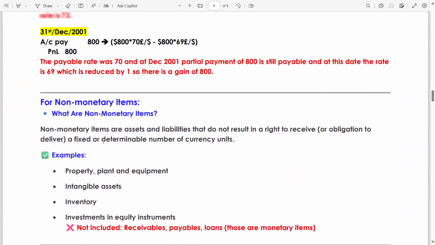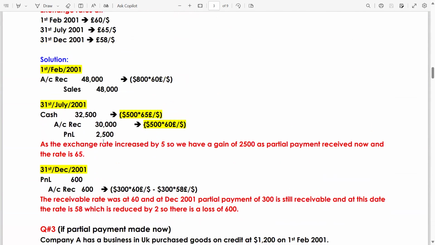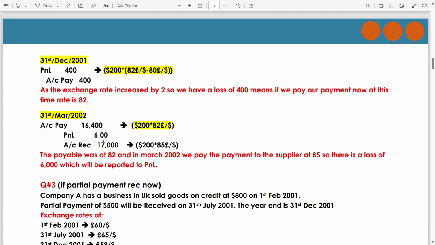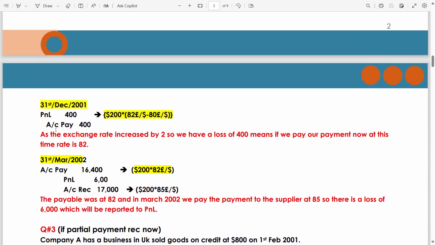Okay, there is a question, let me tell you which one. Just a minute. Okay, yeah, this one. This is just a misprint. I will correct this file which you will get in the drive link. So it's accounts payable debit 16,400, P&L debit 600, and cash credit by 17,000. This is not accounts receivable, this is cash. Also, this is 600, not 6,000. So take care and goodbye.